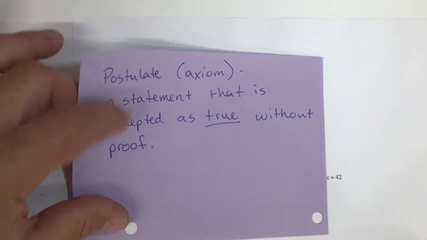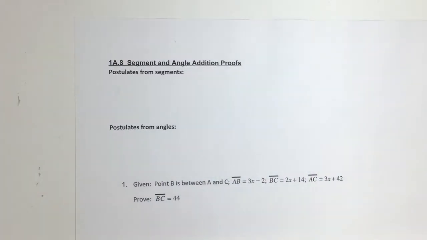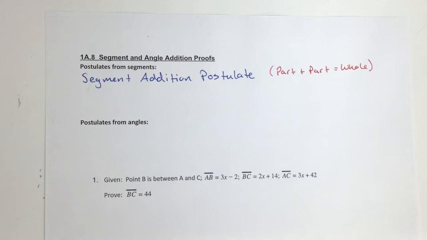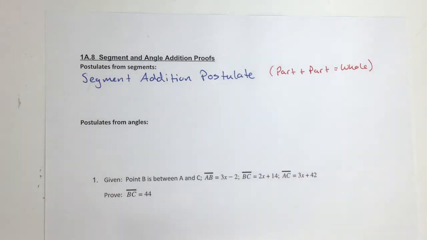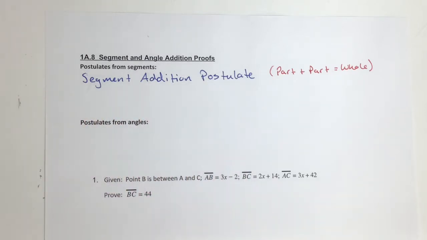We'll talk in class about where that word comes from, but here are some basic postulates we've actually used already. You just may not have realized it. Here's the first one: the segment addition postulate. We talked about segment addition before. It's the idea that part plus part equals whole. There's a formal way of writing that. If B is between points A and C, then AB plus BC equals AC.